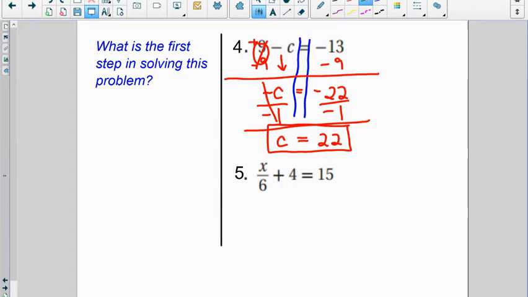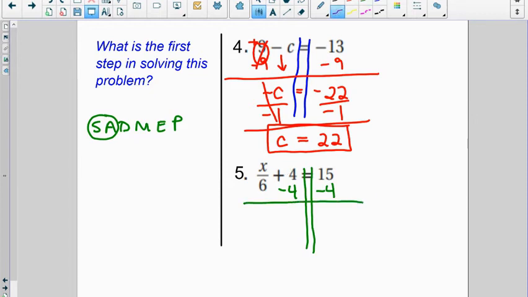All right, let's check and see how we did. Remembering to follow SADMAP when solving equations, we want to start by looking for any subtractions or additions that can be undone. We see that there's a plus 4 in this equation, so let's start by subtracting 4 on each side.